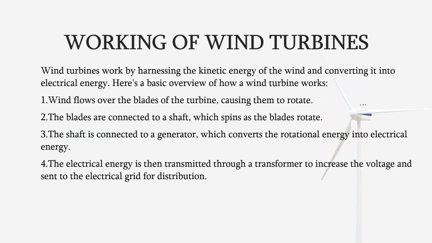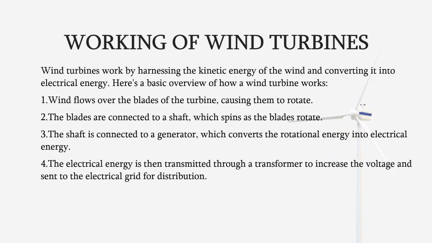Working of wind turbines. Wind turbines work by harnessing the kinetic energy of wind and converting it into electrical energy. Here's a basic overview of how a wind turbine works. The wind flows over the blades of the turbine, causing them to rotate. The blades are connected to a shaft which spins as the blades rotate. Then the shaft is connected to a generator which converts this rotational energy into electrical energy. And this electrical energy is then transmitted through a transformer to increase the voltage and sent to the electrical grid for distribution.